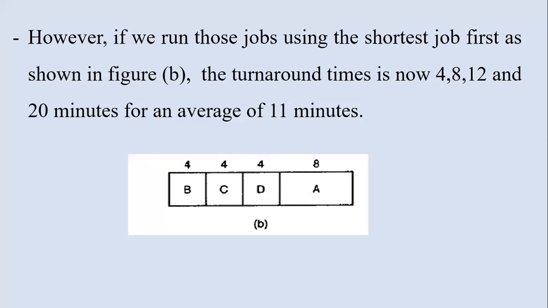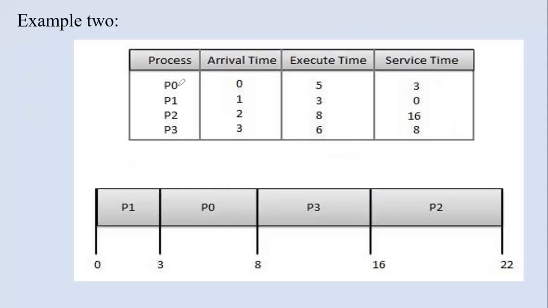Another example for our processes. We had process 0, whose arrival time was 0, execution time was 5, and the service time was 3. Process 1, arrival time was 1, execution time was 3, service time 0. Process 2, arrival time is 2, execution time is 8, service time is 16. Process 3, arrival time is 3, execution time is 6, service time is 8.